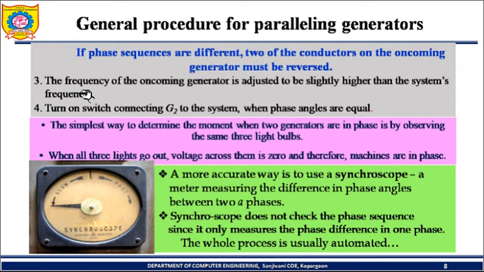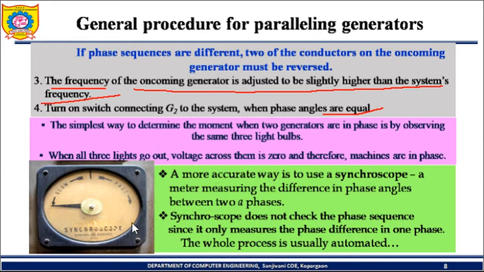In this procedure, the next point we have to follow is the frequency. The frequency of the oncoming generator is adjusted slightly higher than the system frequency. If my frequency is 50 Hz, then I have to go above 50 Hz, because in the time taken to connect the switch, the frequency might reduce a little bit. Then turn on the connecting switch G2 to the system when the phases are equal.